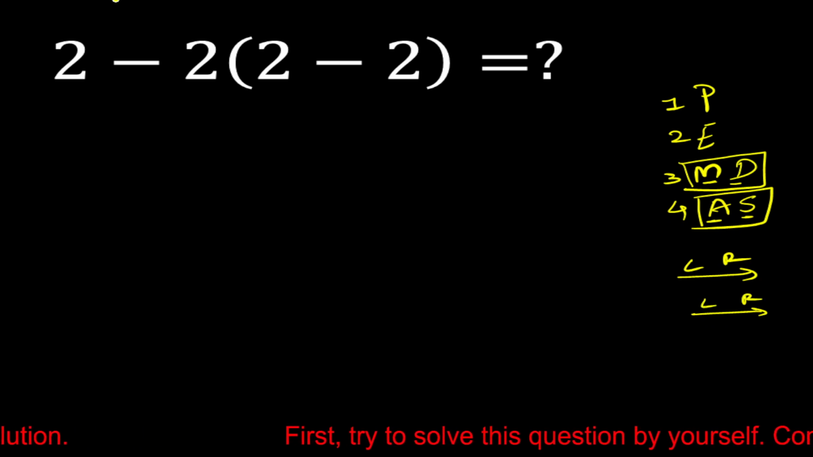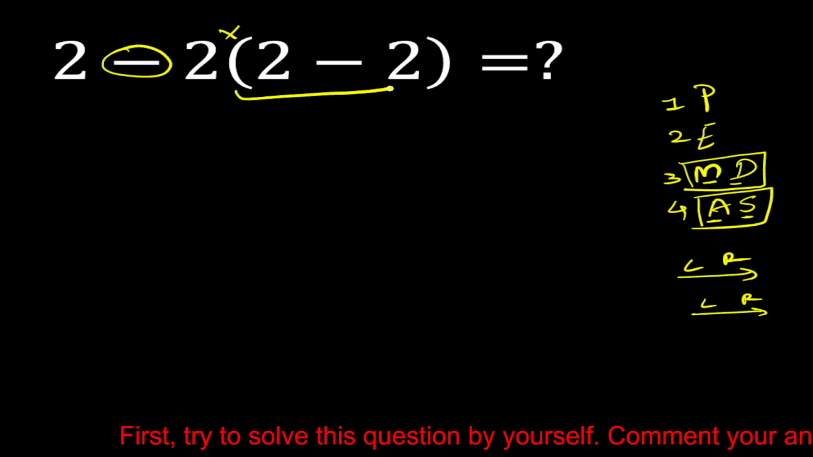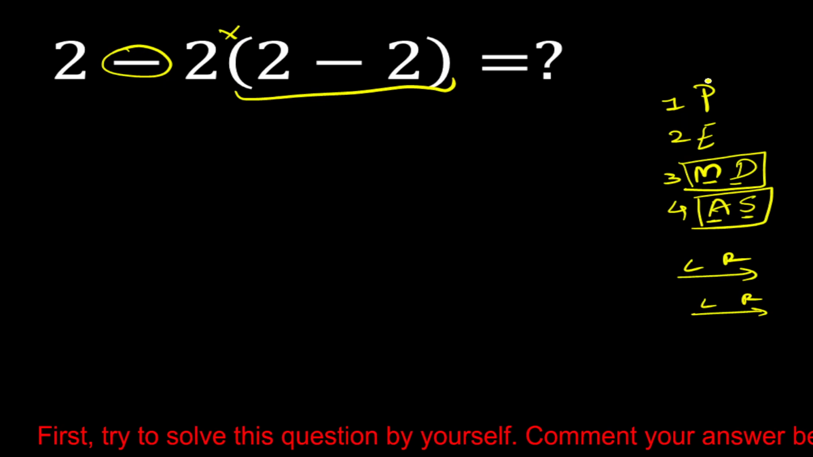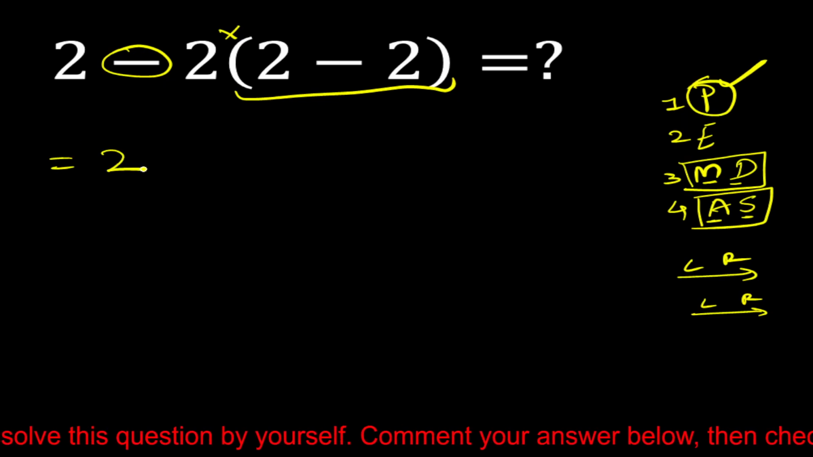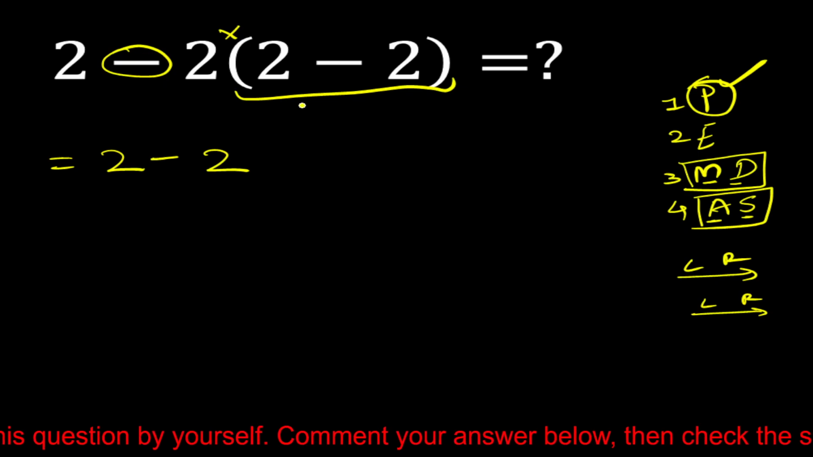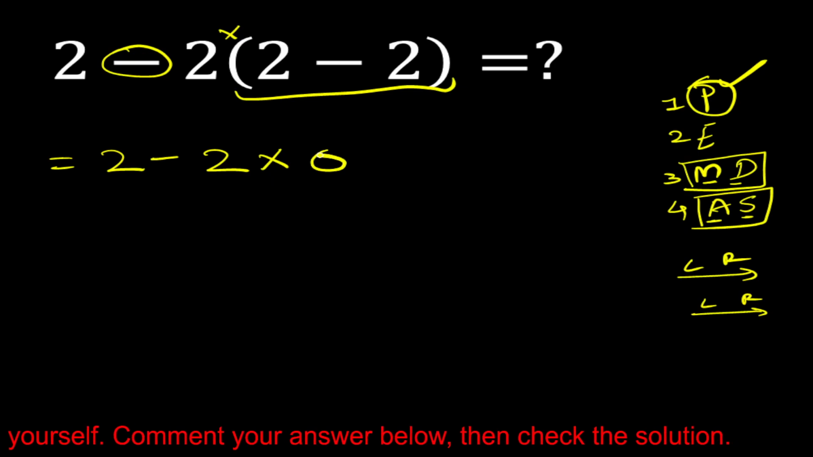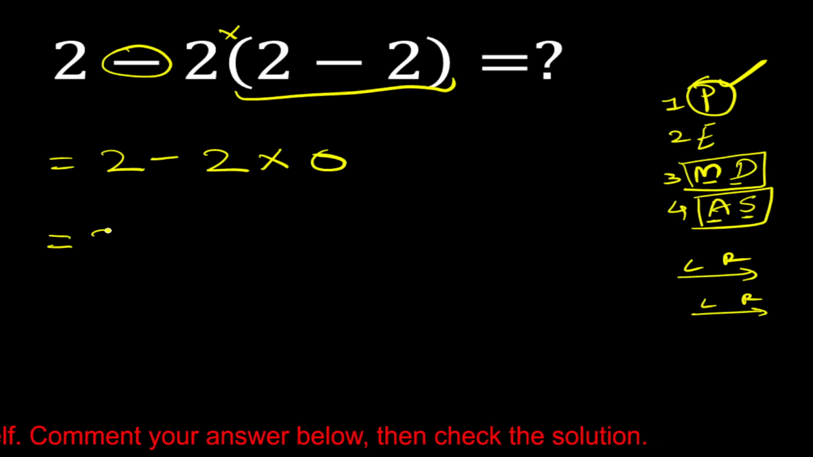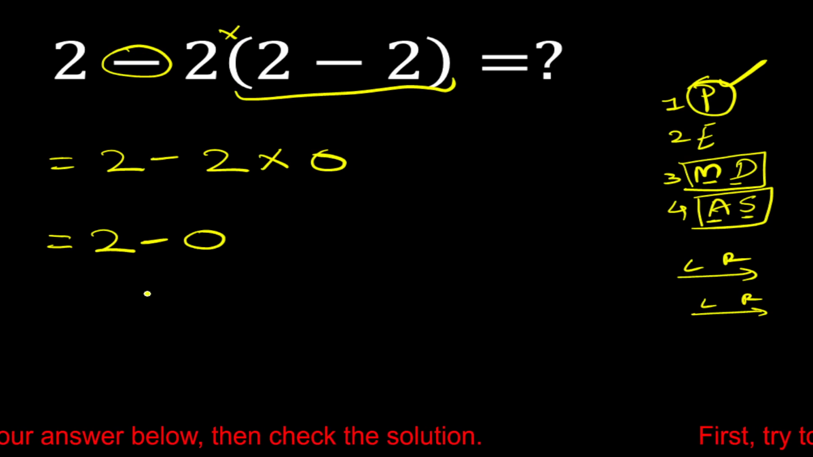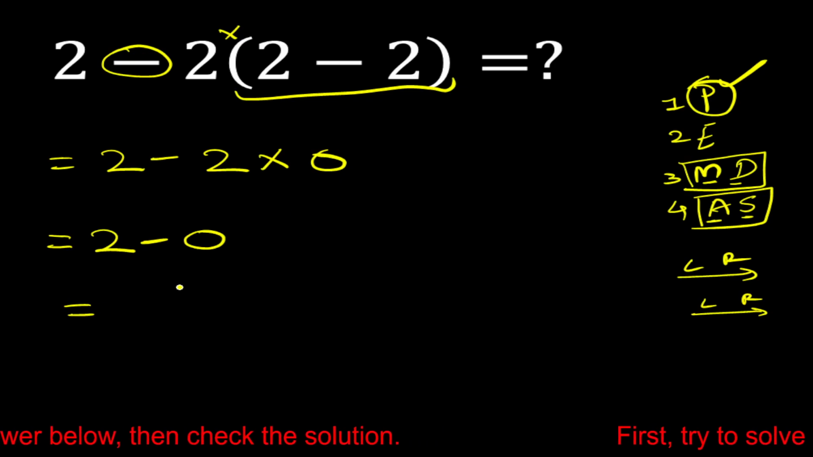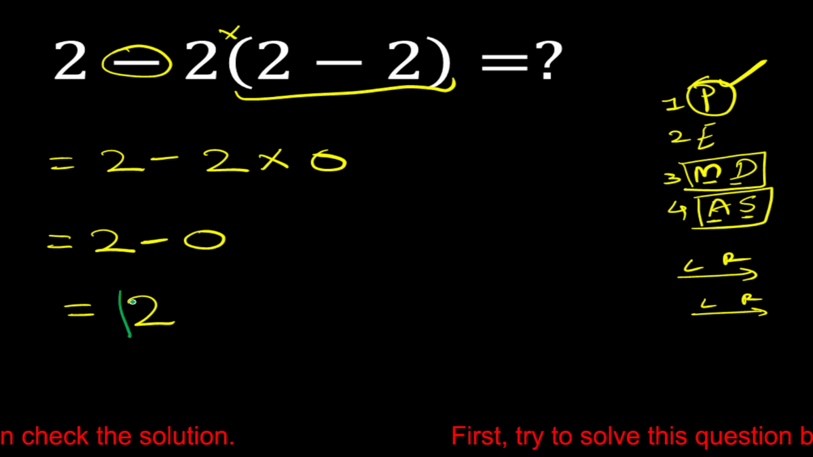Okay. So in this question here we have one subtraction, one multiplication and one parenthesis. So according to PEMDAS rule, first we have to solve parenthesis. Okay. So it is equal to 2 minus 2. Now solve this parenthesis. 2 minus 2 is equal to 0. Multiply 0. So it is equal to 2 minus, now 2 multiply 0 is equal to 0. So 2 minus 0 is equal to 2. Okay. So the correct answer is 2.